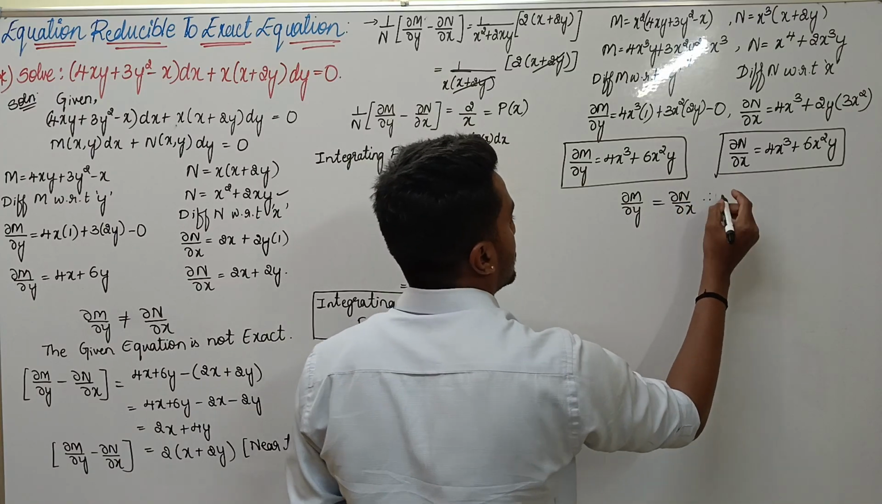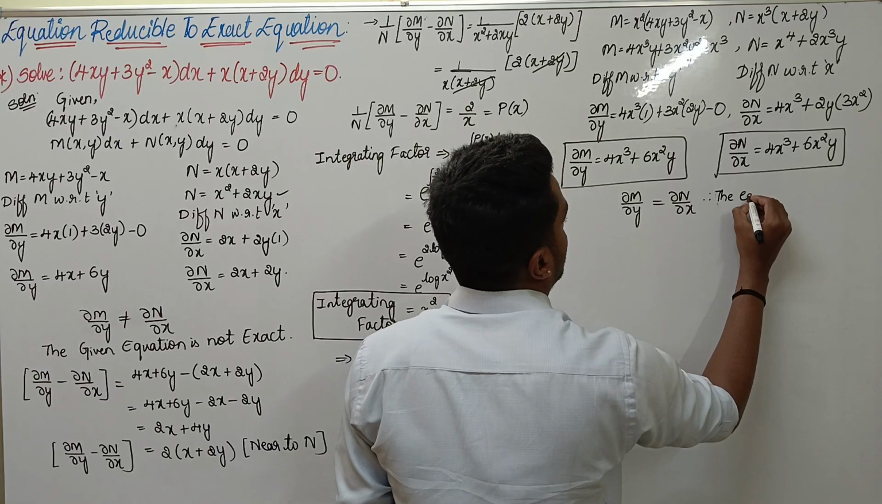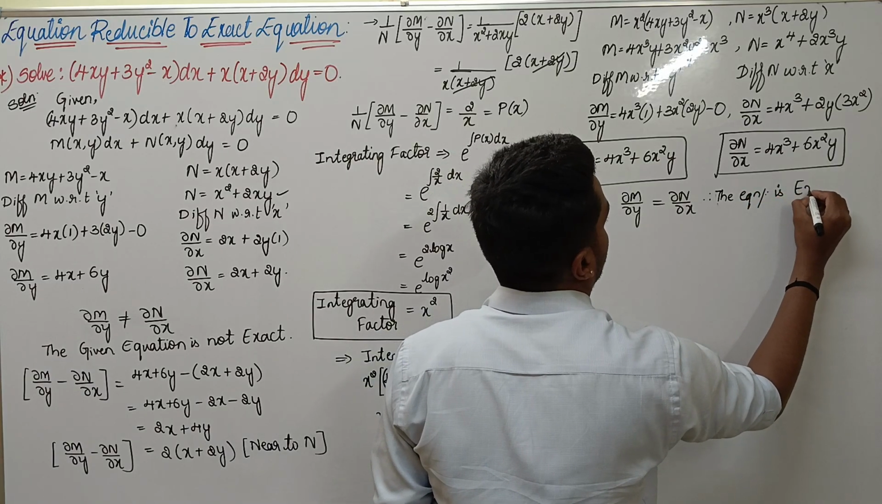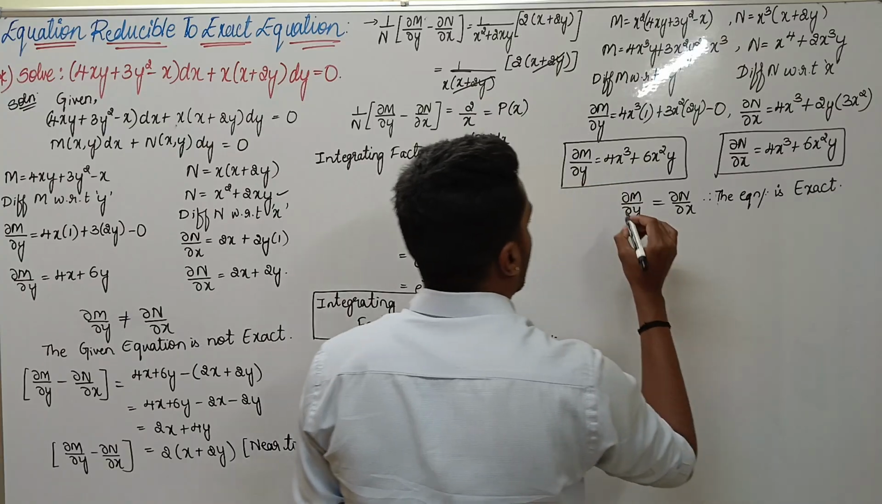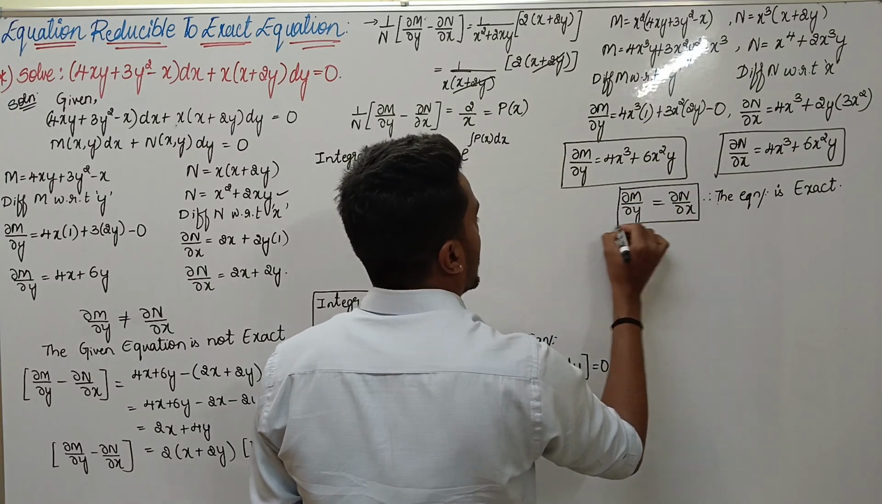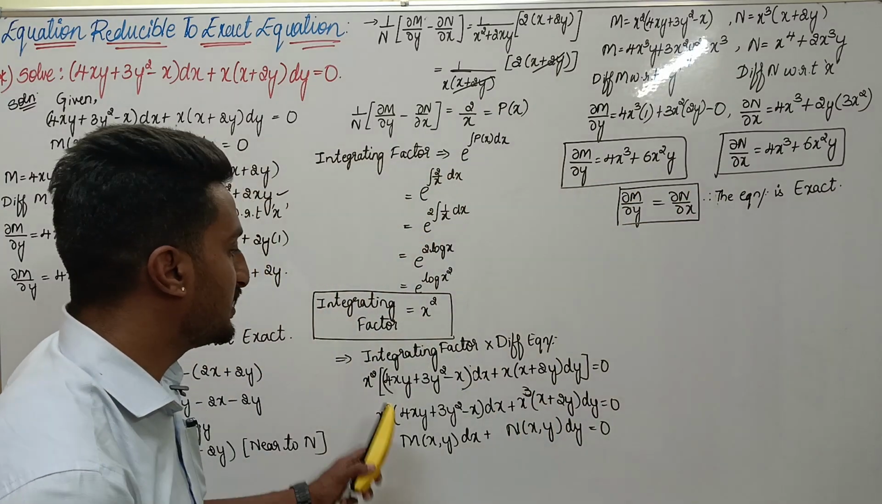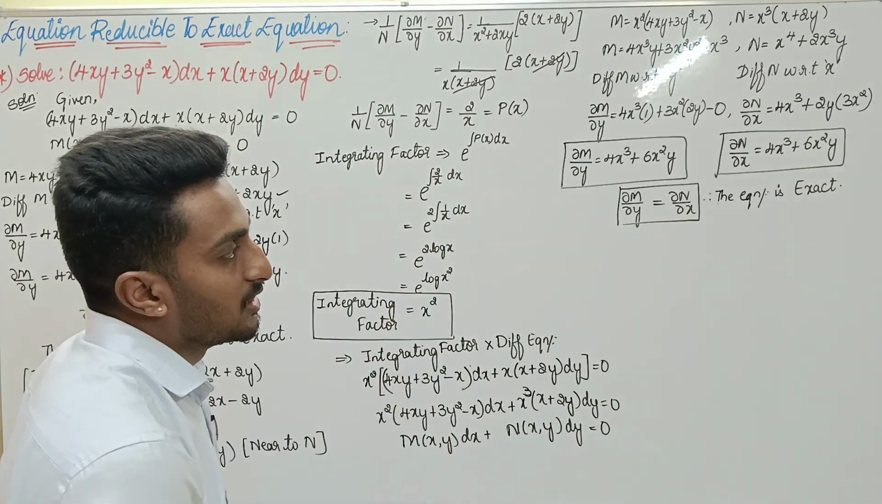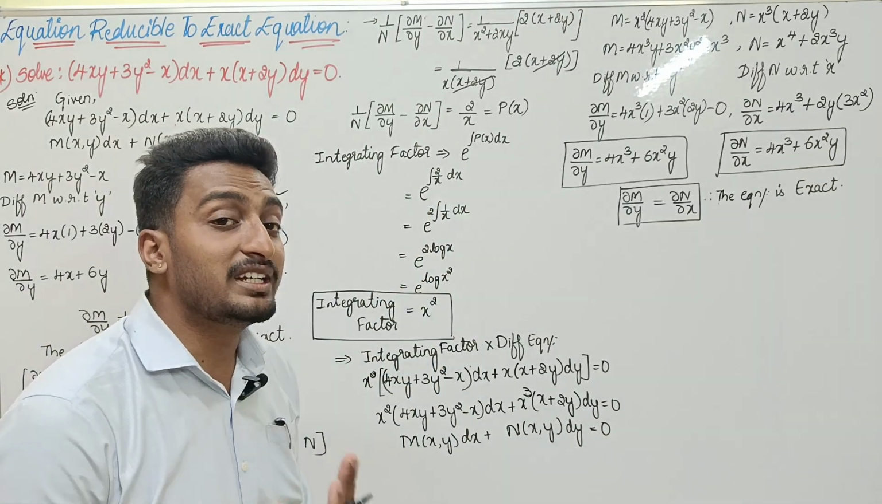Therefore the given equation is now exact. Therefore the equation is exact. Got the point? When you multiplied the integrating factor with the given differential equation, you get an exact equation. Now I need to integrate the term.